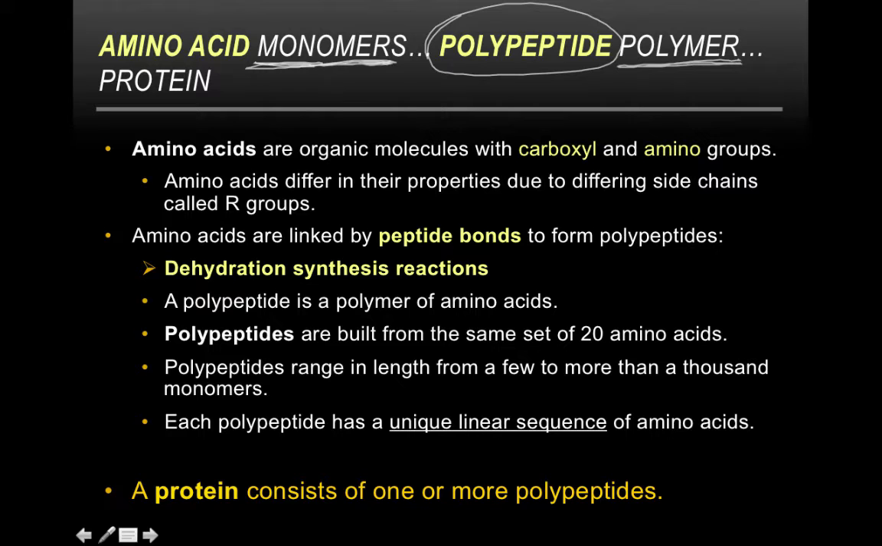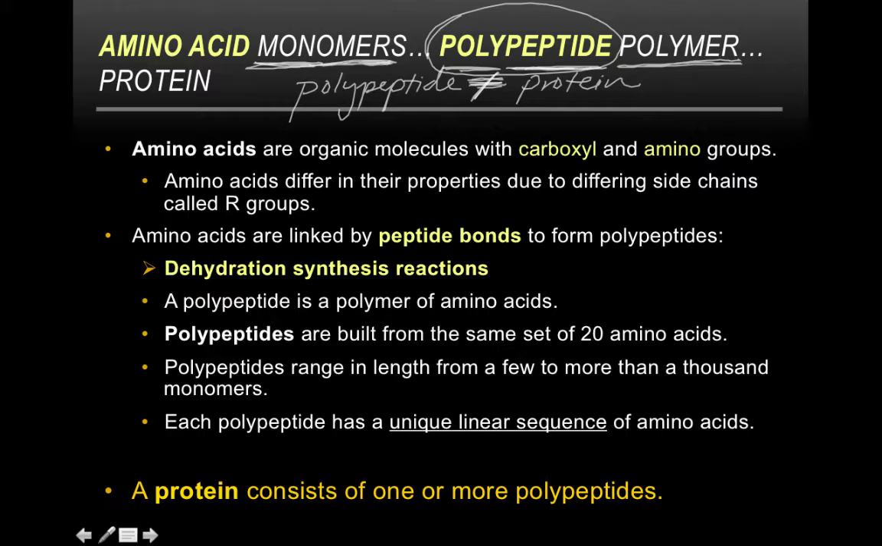Every bond that holds amino acids together is a peptide bond. So a polypeptide consists of many peptide bonds between many amino acids. Although polypeptides are polymers, they are not equivalent to proteins. A polypeptide does not equal a protein. A polypeptide is a linear chain of amino acids, but it must fold into a specific three-dimensional shape to be referred to as a protein.